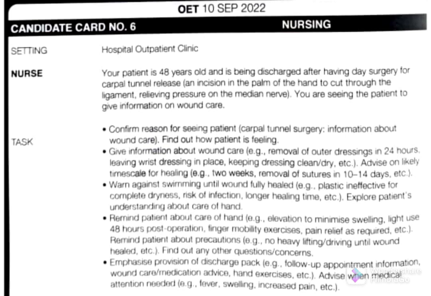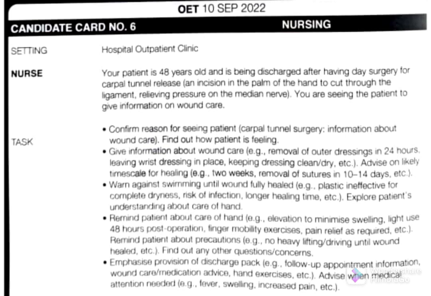Upon discharge, we will provide you a discharge pack in which follow-up appointment information is included, along with the wound care materials and information, medication advice, including hand exercises. So you will get complete information regarding your post-discharge care and management. How does that sound? The patient says, oh, it's fine, I hope it will be helpful for me. Yes, every piece of information you can get from that package.